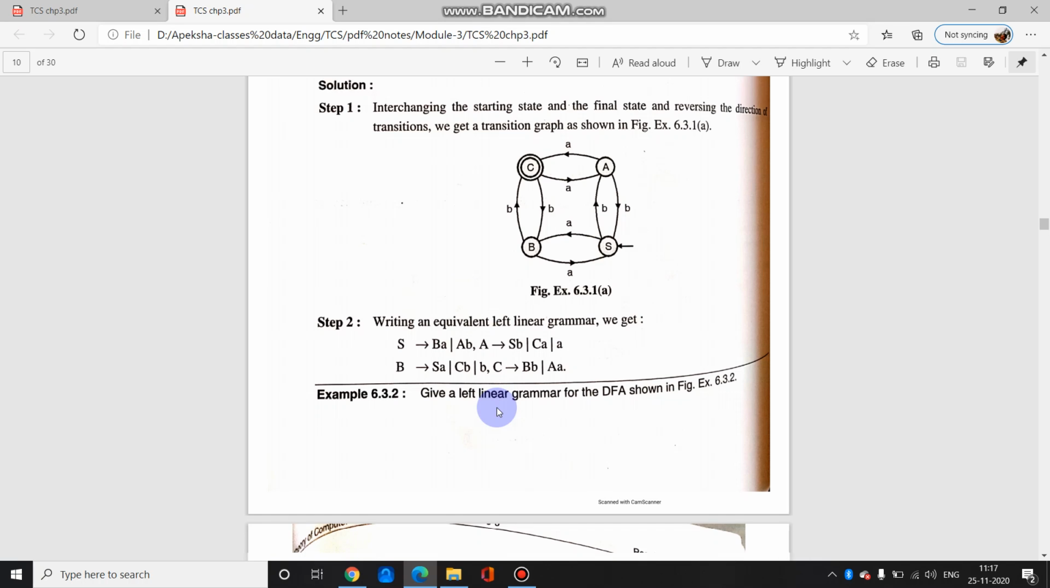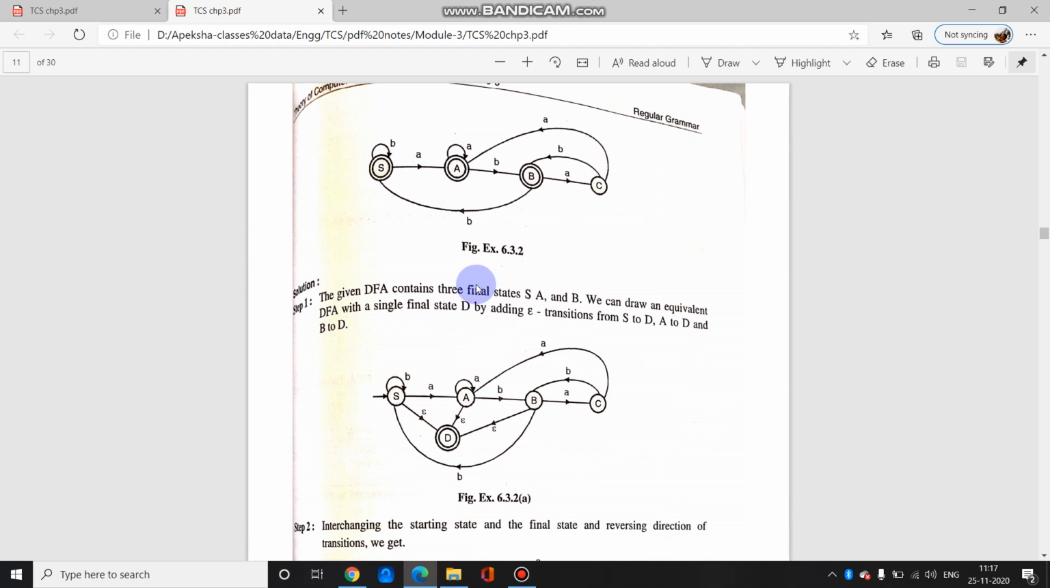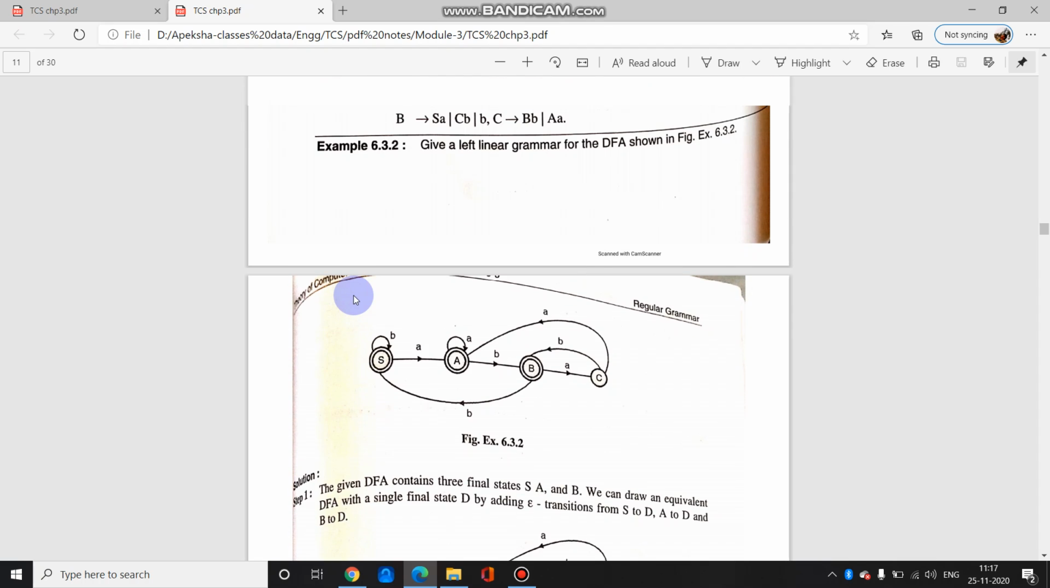This is the second example. You have to solve this on your own. See, these many final states are given here.